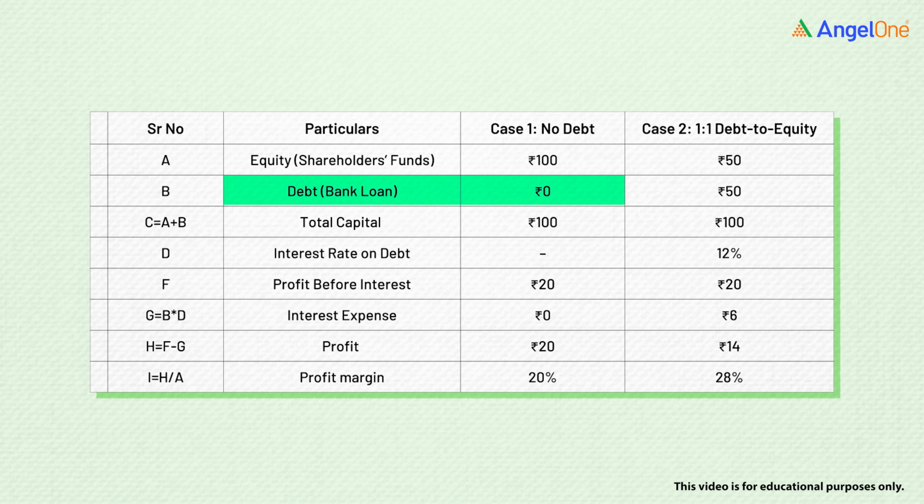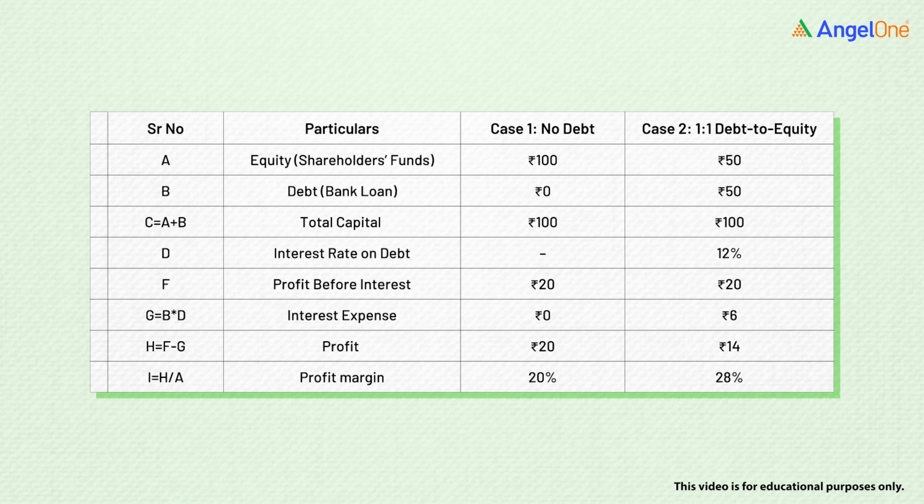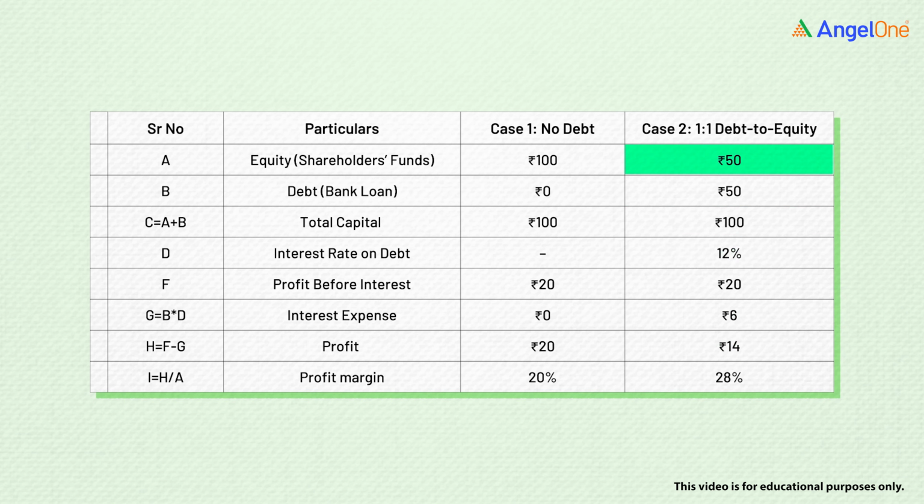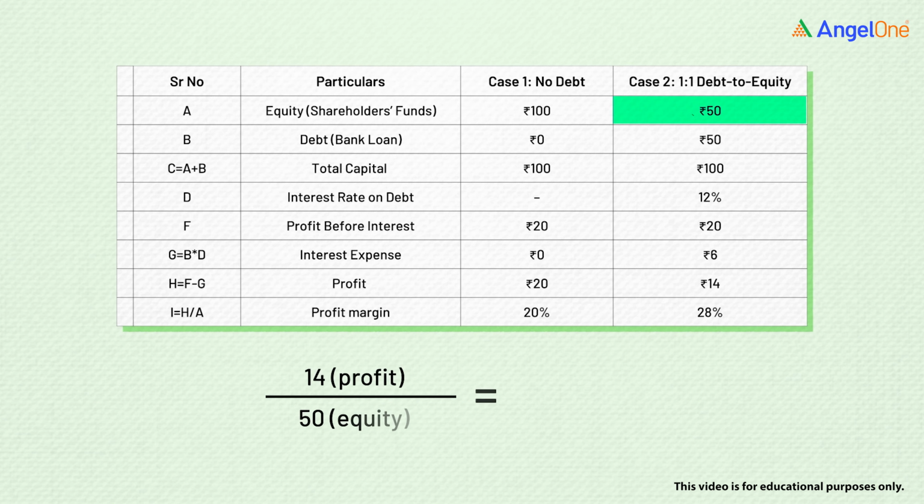Now watch how your returns change based on debt. Let's look at case 1. No debt and profit of 20 rupees means your profit margin will be 20%. And case 2. Let's look closely. Half debt, that's a 50 rupee loan at 12%, leads to interest payment of 6 rupees. So profit after interest becomes 14 rupees. But since your equity is only 50, your profit margin will be 14 divided by 50 rupees. That's 28%. Suddenly your returns look higher.